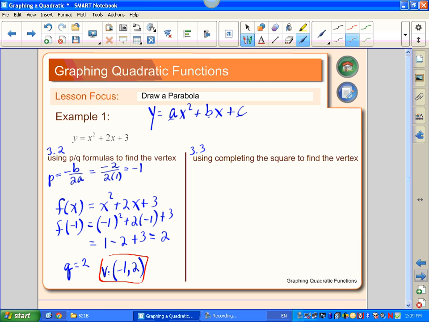So this is just how you tell what the vertex is. The other method we have is called using completing the square. So I have y is equal to x squared plus 2x plus 3.